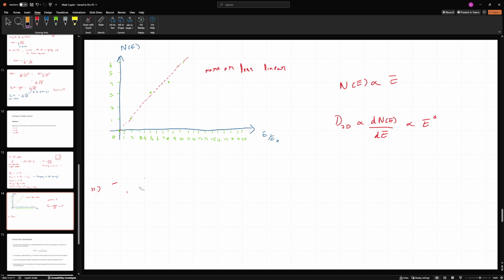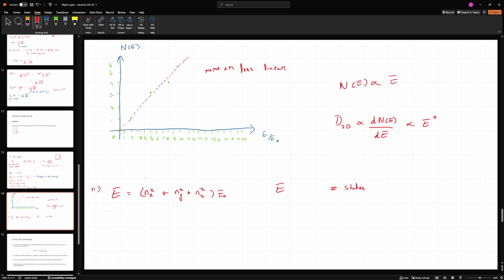Yeah, so let me say E is equal to nx squared plus ny squared plus nz squared times E naught. Again, now this is a cubic well. Instead of a square well, I have a cubic well. So length, breadth, and height are all the same quantity A. So the energy values, and the number of states.